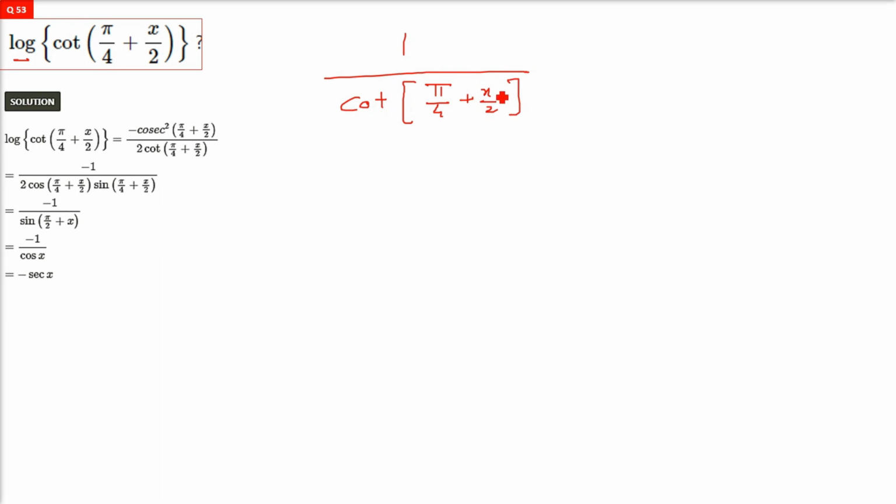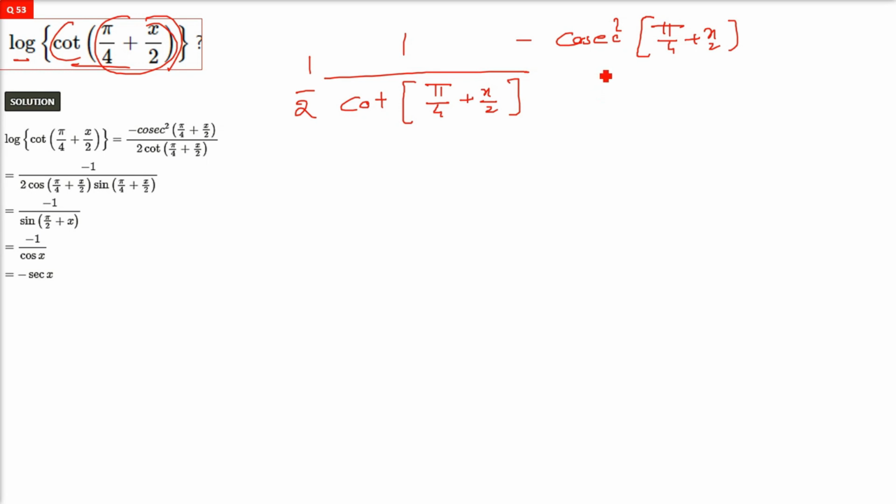The cot of this, because we have to apply the chain rule. Differentiation of cot theta is minus cosec square theta. So the whole of this with minus cosec square, and then you have inside pi by 4 plus x by 2. Now you have to differentiate pi by 4 plus x by 2 also. We have to go until no differentiation is left. So the differentiation is 1 by 2. Okay, this is your final.